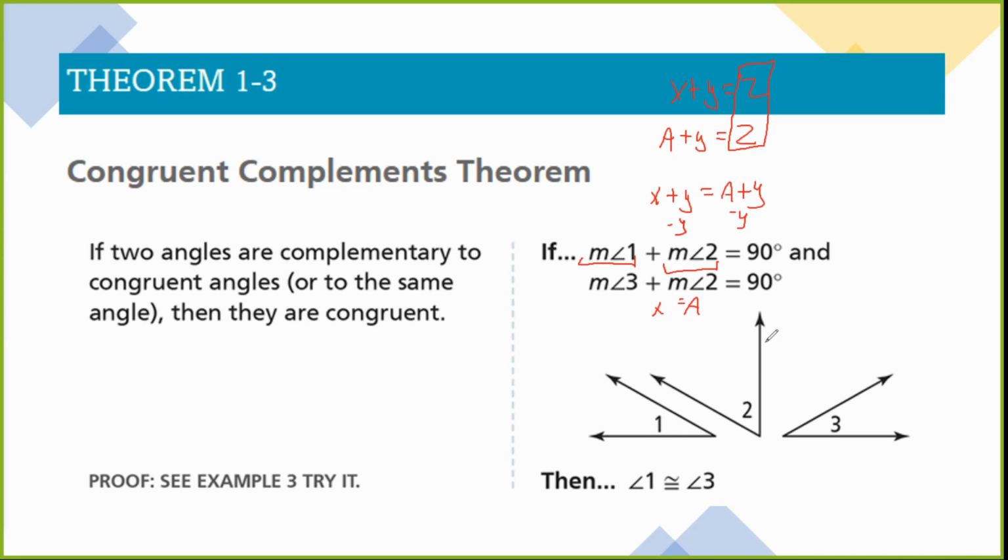But they're still variables nonetheless. These are stand-ins for whatever measure of angle 1 is. So let's look at this if it were to be numbers. Let's say that the measure of angle 1 is 30 degrees. Well, for the measure of angle 1 plus the measure of angle 2 to equal 90, I can say that 30 plus the measure of angle 2 is equal to 90, and get the measure of angle 2 is equal to 60. But now that I know this is 60, this also must be 30. And it shows that these are in fact congruent. So that is our congruent complements theorem.